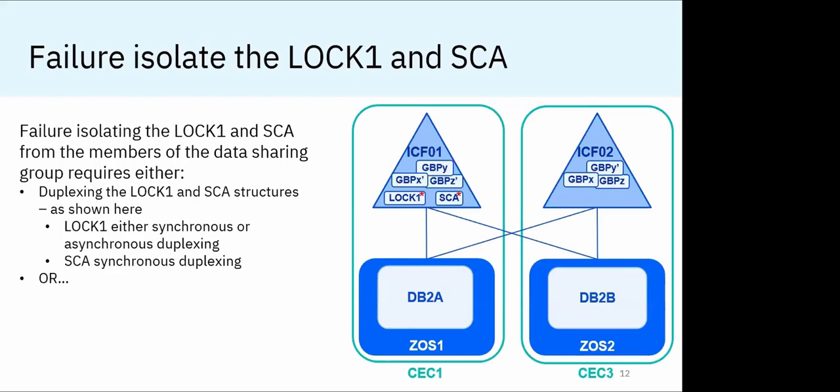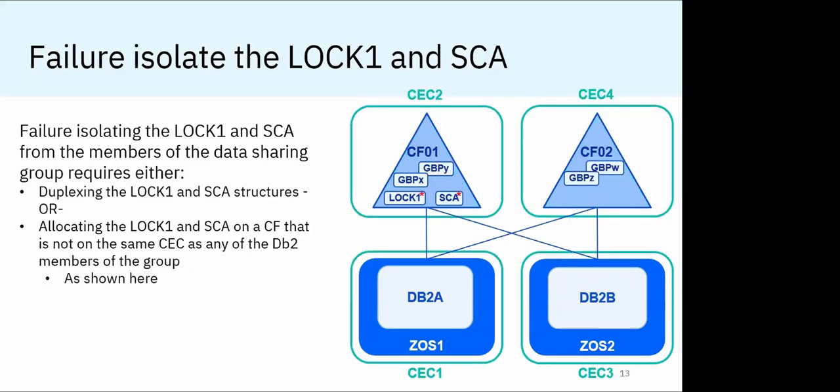So if you're failure isolating the lock one and the SCA from your members of the data sharing group, that could be done in really two ways. In this first picture, we're duplexing the lock one and the SCA structures. The lock one is either synchronous or asynchronous duplexing, and then the SCA is synchronous duplexing, as we see on KEC 3 there. So that's one way to make sure that you are failure isolating your lock one and SCA.